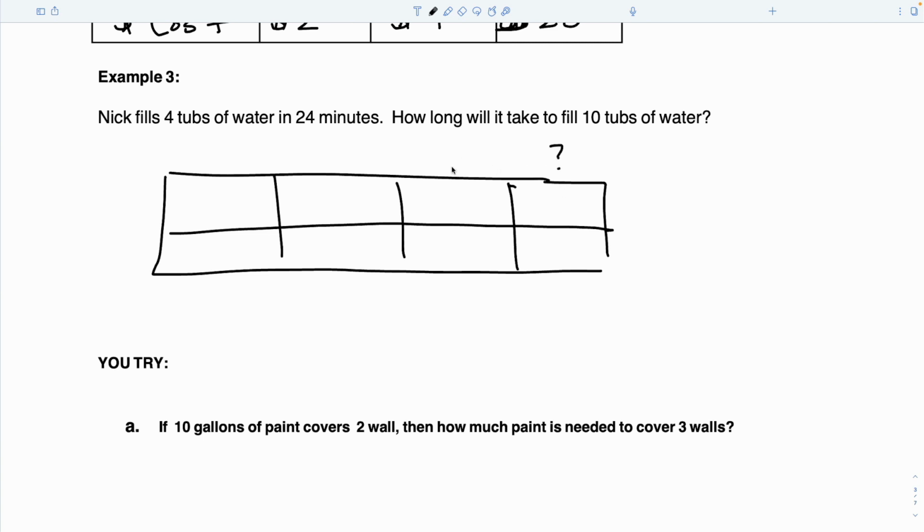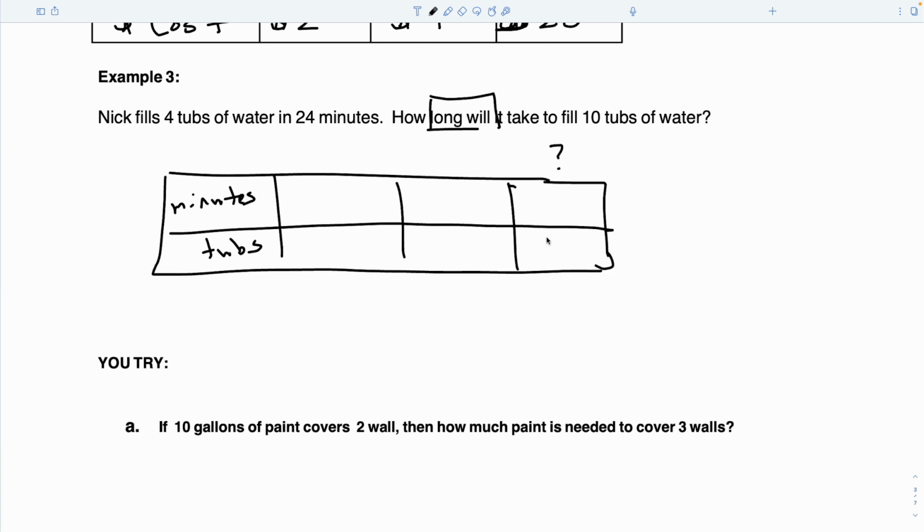What is the missing amount? I don't care who goes first. Turn and talk. What goes on the top? Go. How long would be minutes? I agree. Fill it out. Tubs would go on the bottom. Time or minutes would work for that one.